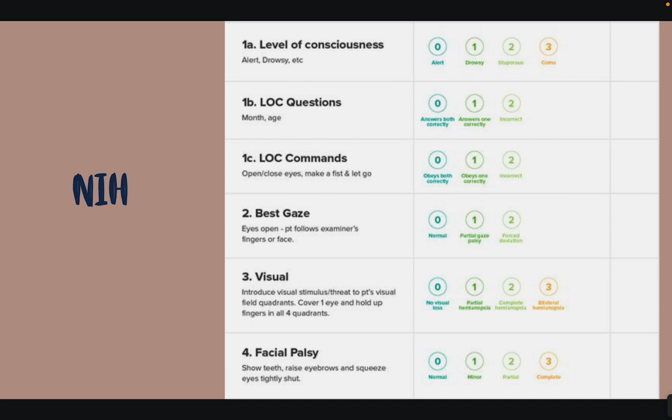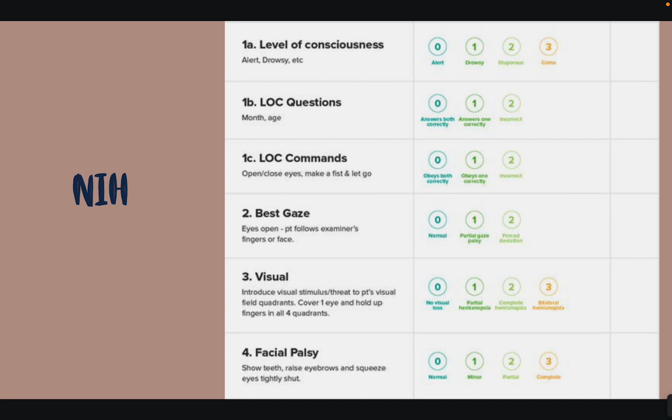I would recommend you guys look at a video of somebody doing an NIH, because it's a little bit hard for me to explain. But there's an exam that we do for the visual. You cover one of their eyes, and then you hold up different numbered fingers, so you'll do a 2, a 3, or 1, or whatever. Then you'll go in the 4 quadrants of their face and see if they can tell you how many fingers you're holding up. It's very important for you guys to watch a video so you can understand what I'm talking about.